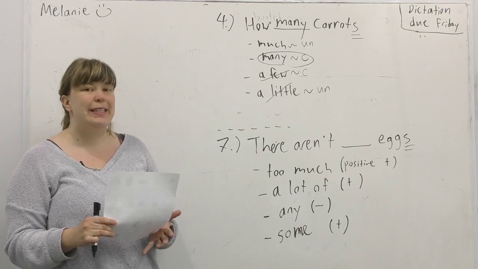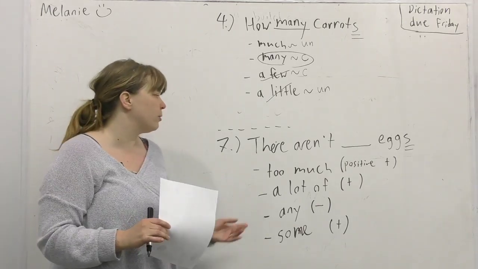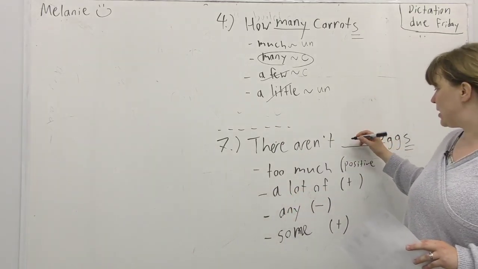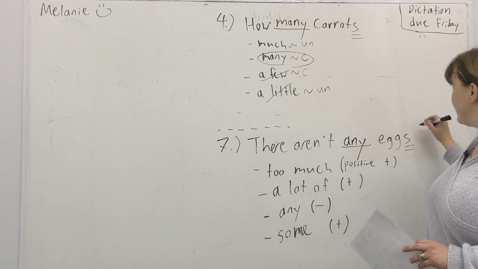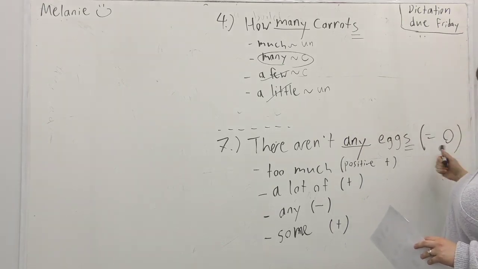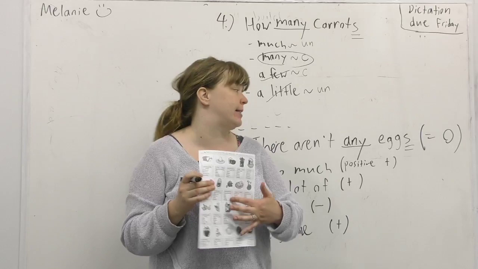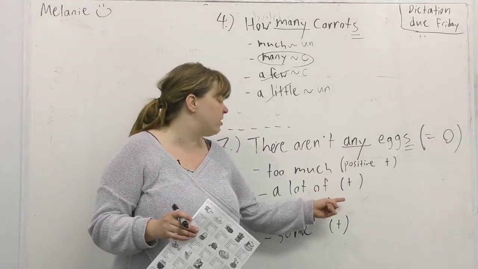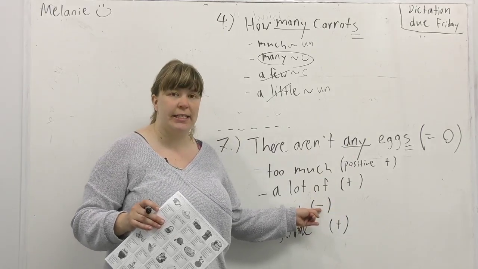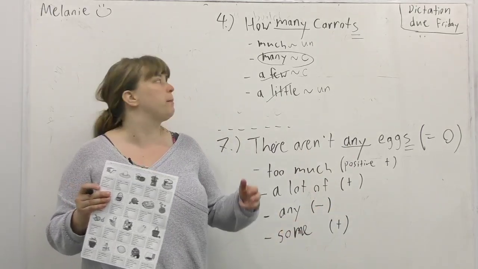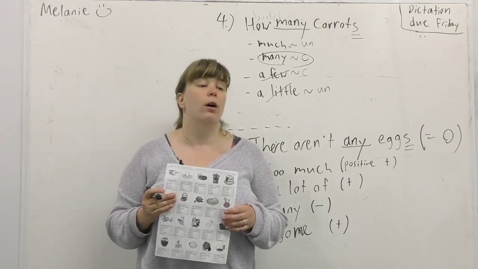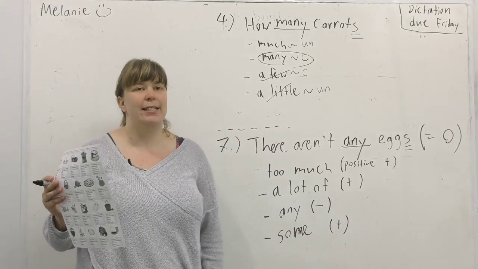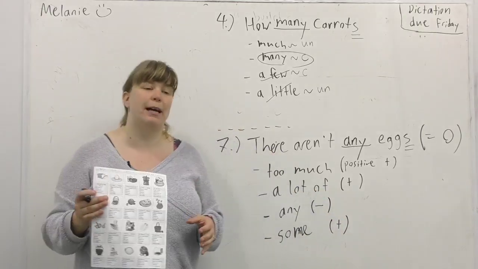Okay. So the answer I was hoping for was there aren't any eggs. So basically this means there are 0 eggs in this basket. There is nothing in this basket. Now, any is typically used with negative sentences. But like I said in the previous sentence, we could say, are there any eggs in the basket? So you could ask that for, say, a yes or no question sometimes.